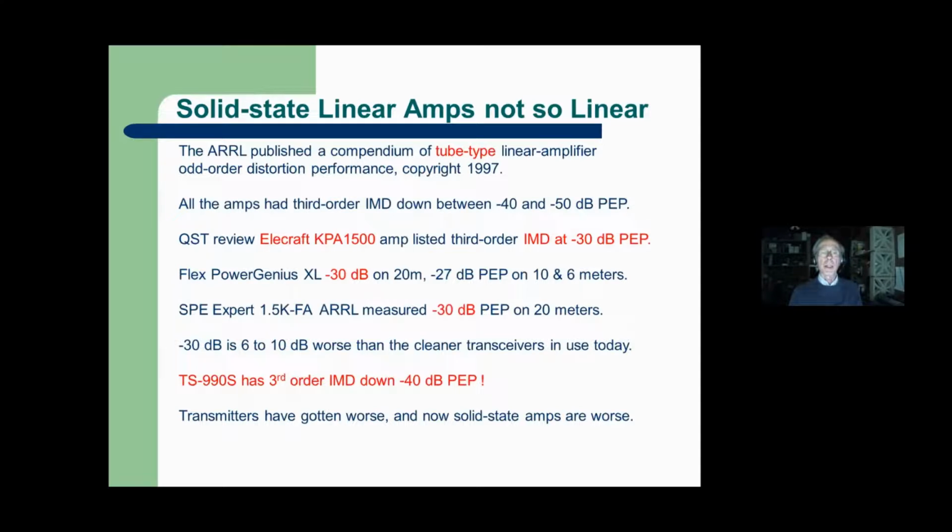So let's look at linear amps, and I use the word linear kind of with quotes. The ARRL published a compendium of tube type amplifiers in 1997, no surprise, tubes. And all those amps had third order products down 40 to 50 dB using the PEP method. QST has reviewed the KPA1500 from Elecraft, IMD's minus 30 PEP. That's 10 or 20 dB worse than the better tube amps.